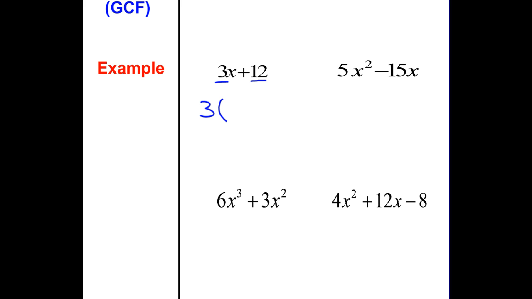Now I'm going to pull that piece out of each of those. So what I mean there is I'm going to divide each of these by 3, because really I'm going to put that out front, in front of there. So when I do 3x divided by 3, that leaves 1x. And I do 12 divided by 3, I'm left with 4.